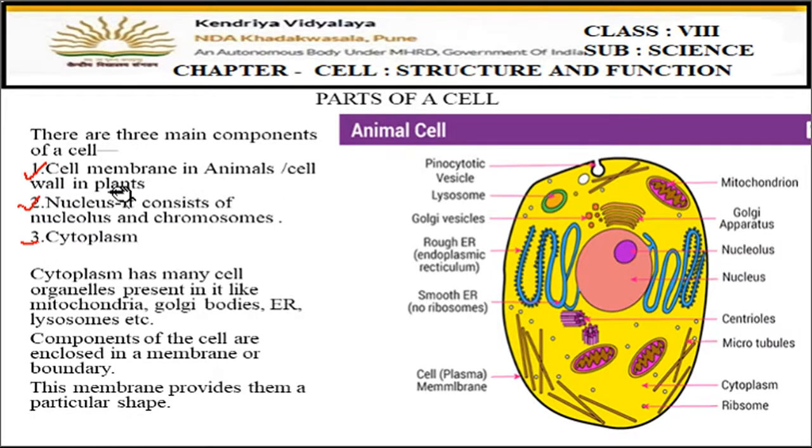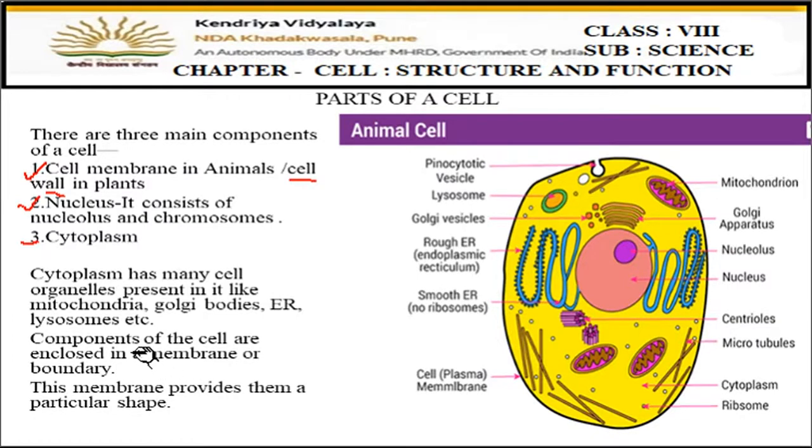One is the cell membrane or plasma membrane, then the nucleus, and the third one is the cytoplasm. Now in plant cells, above the cell membrane, one more membrane is present which is called the cell wall, which we are going to study in the next slide. Then the cytoplasm has many cell organelles present in it, which I have already shown you: mitochondria, endoplasmic reticulum, Golgi apparatus, lysosomes, vacuoles, ribosomes.